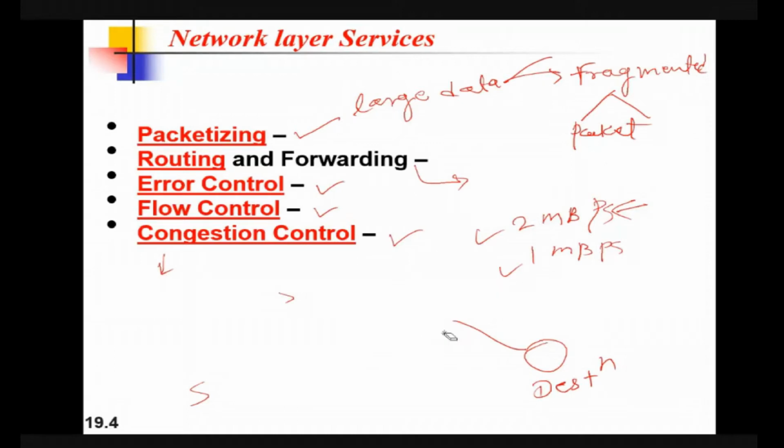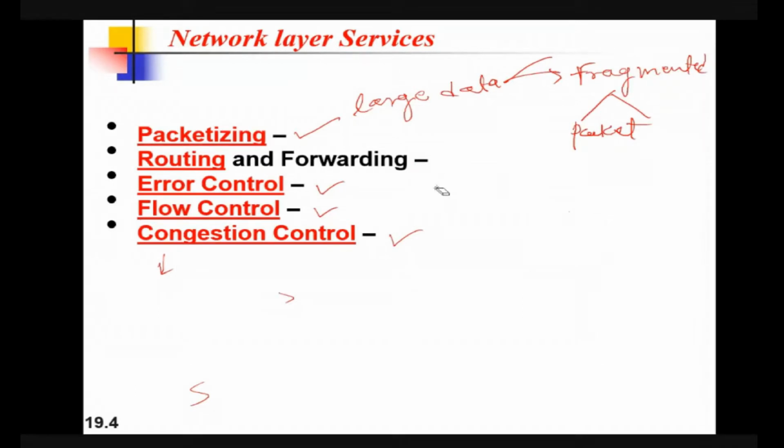So these are the five services provided by the network layer. First is packetizing, then routing and forwarding. Next is error control, then flow control, and finally congestion control.